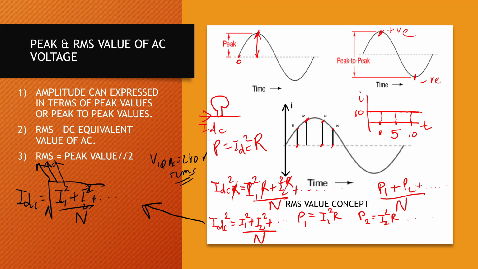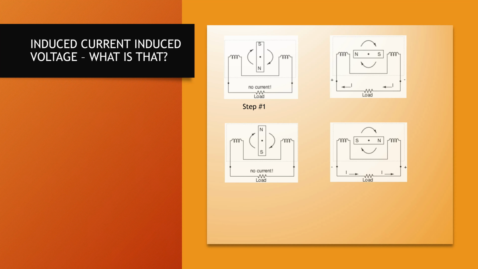So I hope this actually clears your queries if you have any regarding the peak and the RMS value of the AC voltage. And finally, we'll see what exactly is this induced current or induced voltage, as they say.